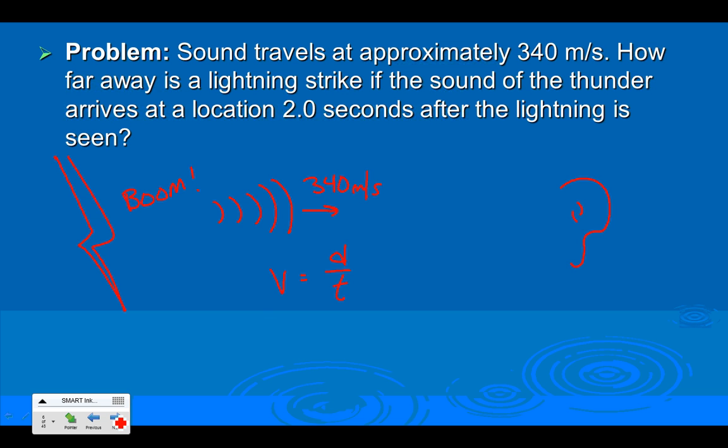Distance traveled over time, velocity is 340 meters per second. Distance it travels in 2 seconds, 680 meters. Okay, third of a mile. Or what's a mile? 1,600 meters? About a third. A little more than a third of a mile. So that's an example of how you'd use velocity in order to calculate distance or speed of a wave.